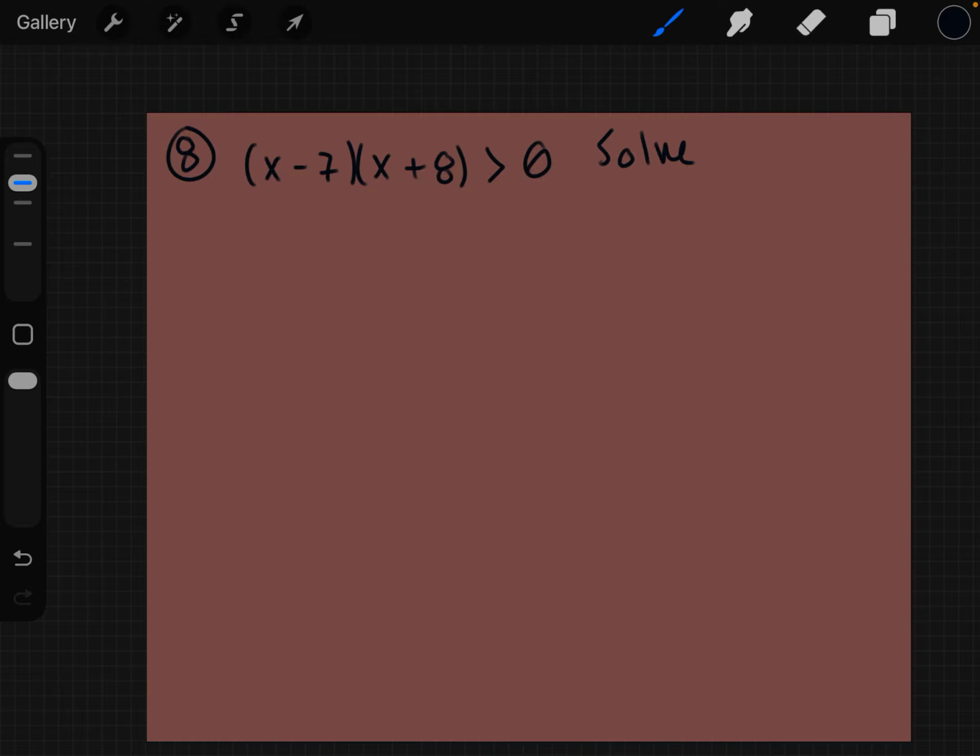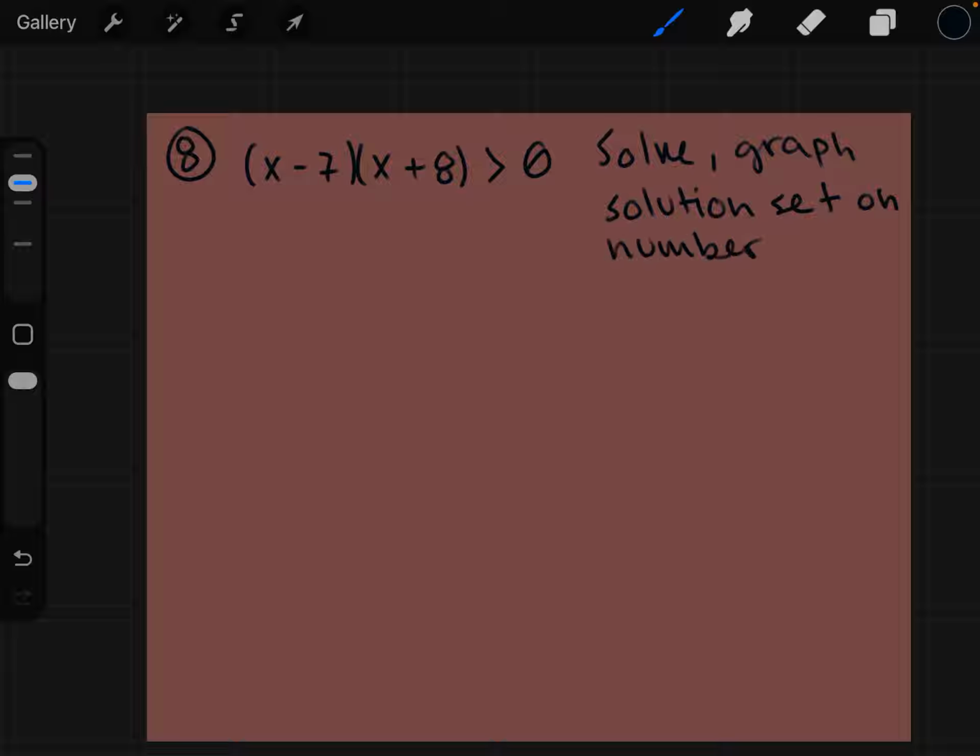Solve. Graph. Solution set on number line.